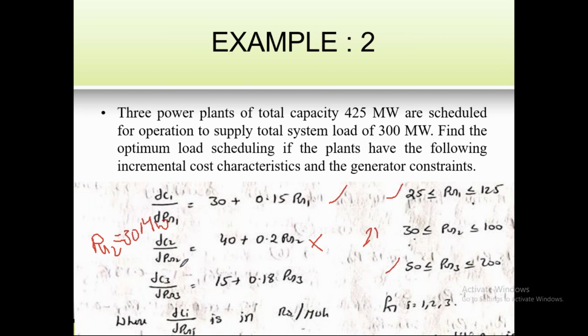Here after solving these three values, PG2 we got 27. But the limit should be within 30 and 100. So we got less than this 30 value. So we have to consider the PG2 value as 30. So PG2 is 30. This is the finalized value for PG2. So this is the capacity. Now the remaining is 270 megawatts.